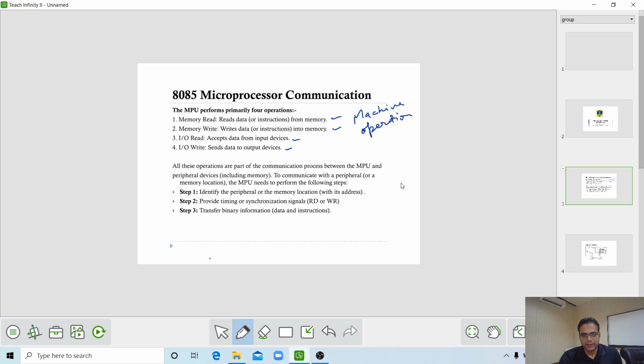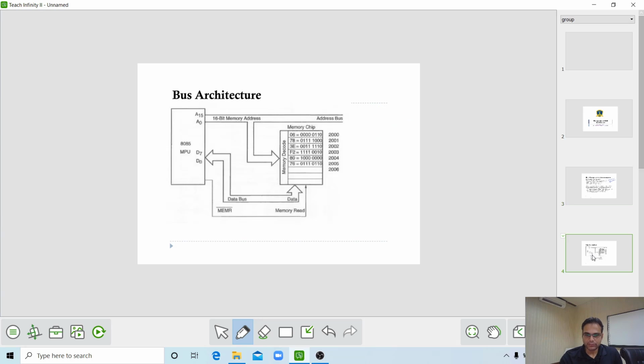To perform each of these machine operations, there are certain steps required by the microprocessor. Step 1 is identifying the peripheral or the memory location, and step 2 is providing timing and synchronization signals like read and write, and a few other synchronization signals which are also required during this process. Then information can be transmitted from memory or IO devices to the processor, or from the processor to an IO device or memory. So let us understand how this process is done.